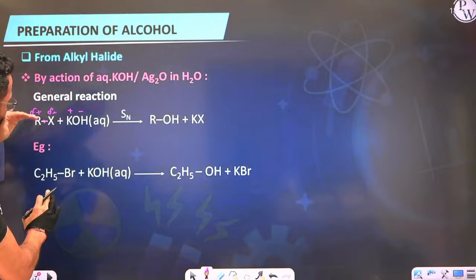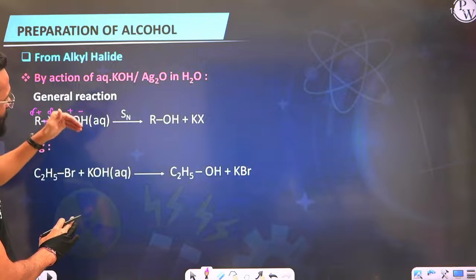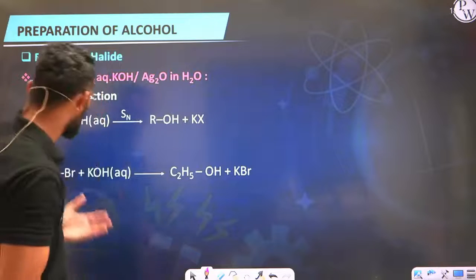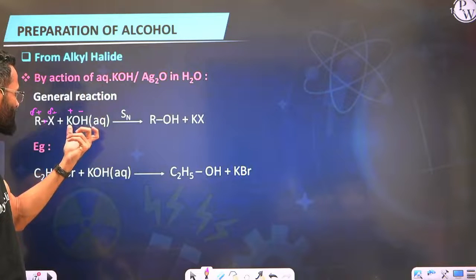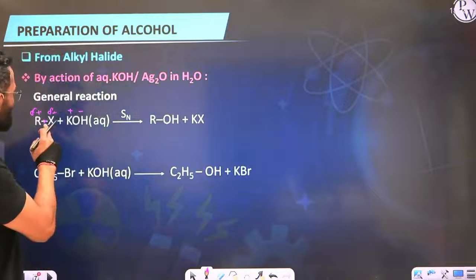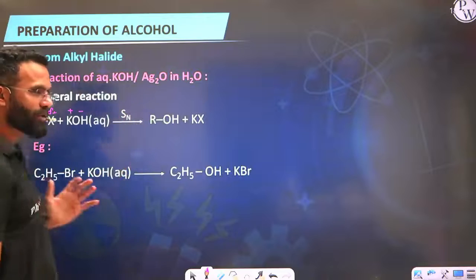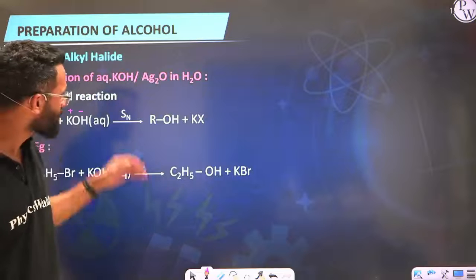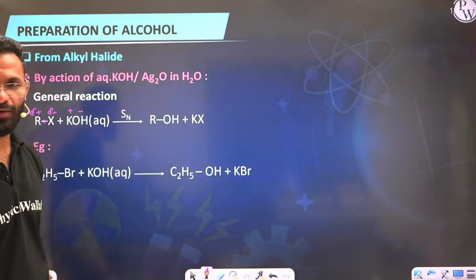Assuming this alkyl halide is primary or secondary and the nucleophile being anionic, it is going to undergo a bimolecular nucleophilic substitution reaction. But of course, if your alkyl halide is tertiary, then probably only water will be required to carry out hydrolysis, but eventually you're going to get your product, alcohol. So depending upon the degree of the alkyl halide, it is going to undergo either SN1 or SN2 type of reaction.